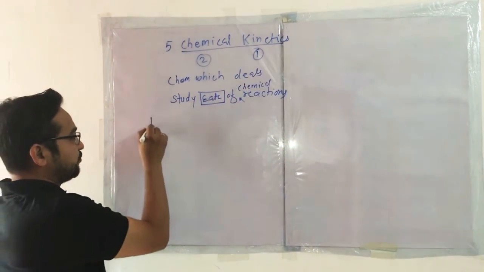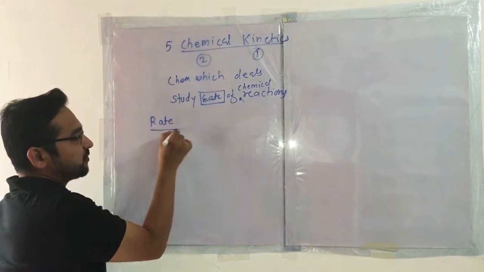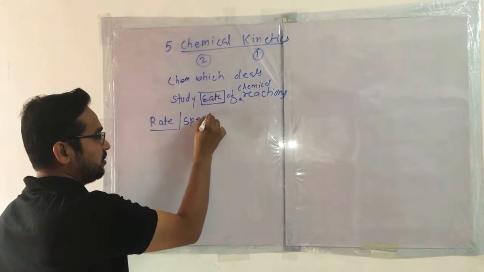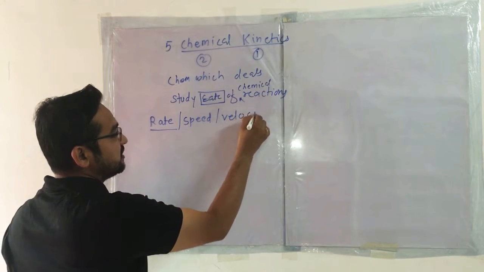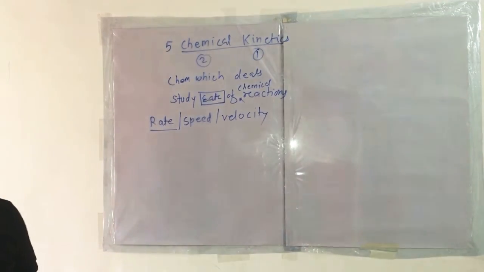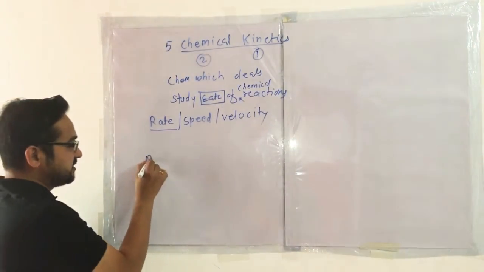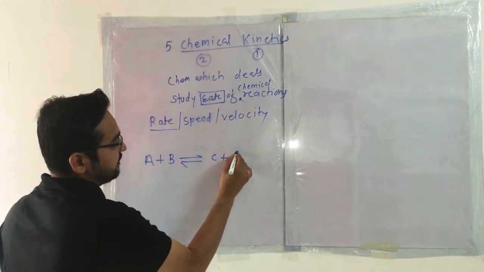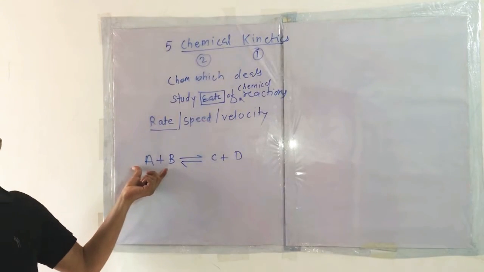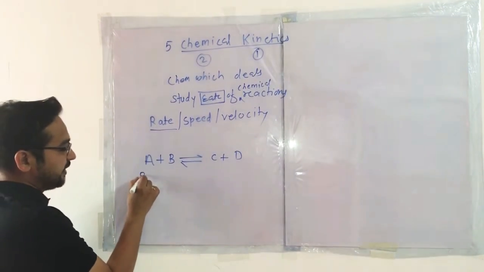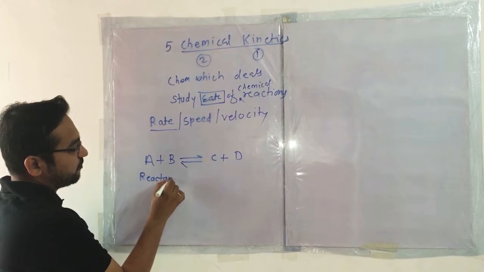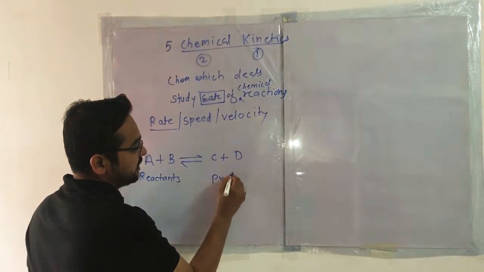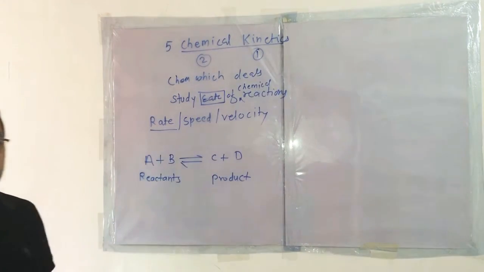Now you will have a question: what do you understand by the rate? Rate is a measure of speed or velocity of a reaction. So what is a reaction? Reaction means whenever you take some reactants, A and B, it gives you the products, C plus D. A and B are the reactants, and C plus D is the product generated because of this reaction.